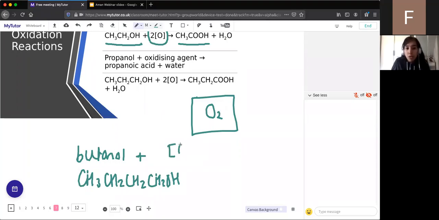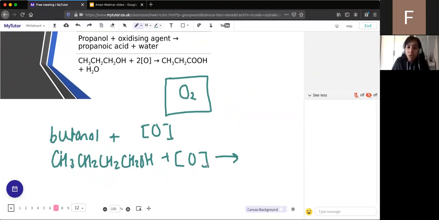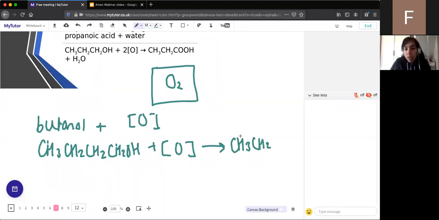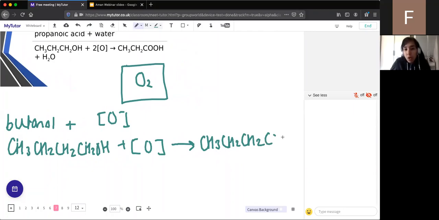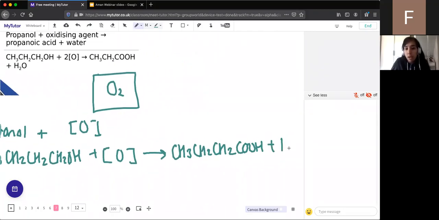For now, I'll just do this so we can balance it. It's then going to produce what? What's going to be produced when we react butanol with oxygen or with an oxidizing agent? Any ideas? Yep, good. Butanoic acid and water. So butanoic acid is CH3, CH2, CH2, COOH. Remember, that is the carboxylic acid group, and water, H2O.